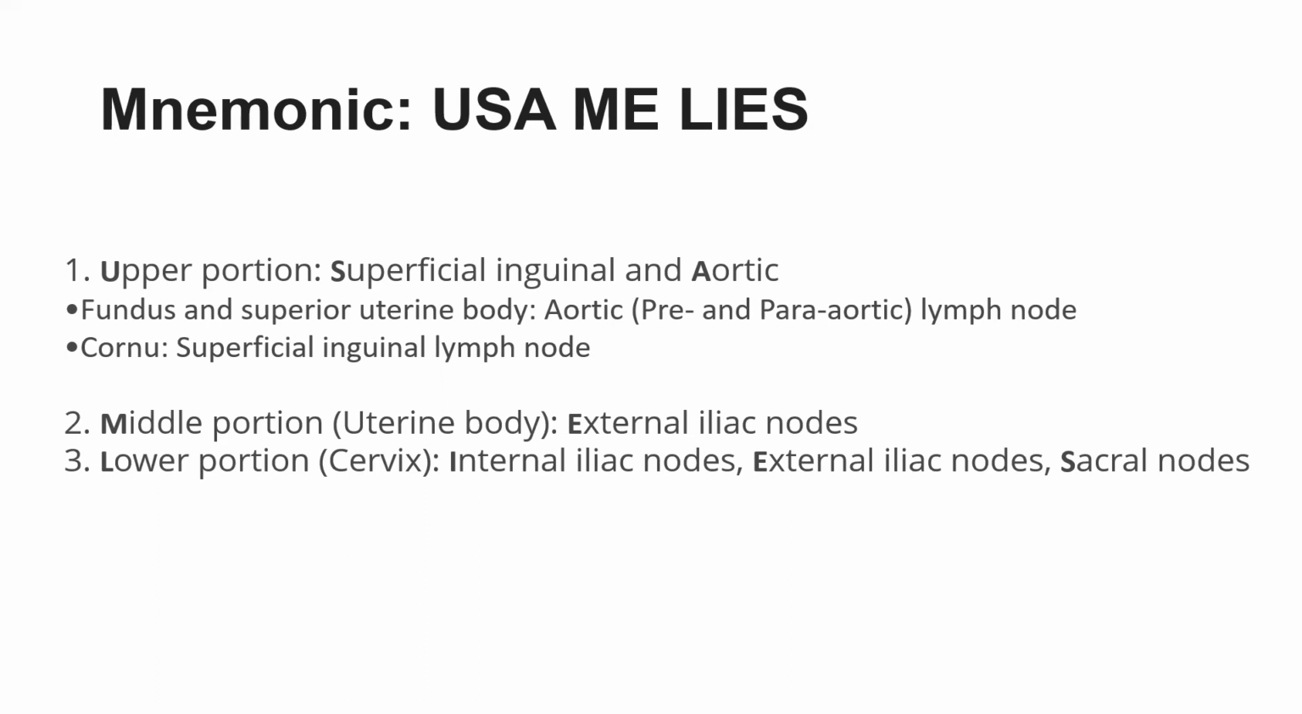Why so? Lymph from the cornu goes to the superficial inguinal lymph nodes. What structure from the cornu goes to the inguinal region? Not the fallopian tube. The round ligament. Yes, it is because these lymphatics are draining along the round ligament.